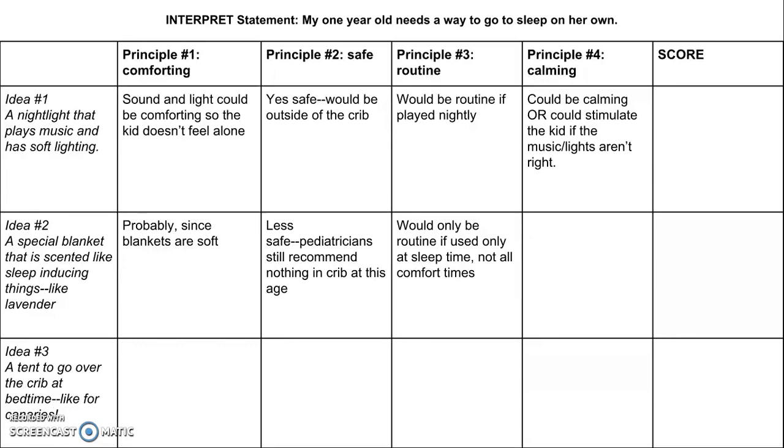And then against principle 4, I think it would definitely be calming, especially if it's scented. There's a lot of evidence about different scents calming and soothing and telling your brain and your body that it's time to go to sleep. So I think that would be good.